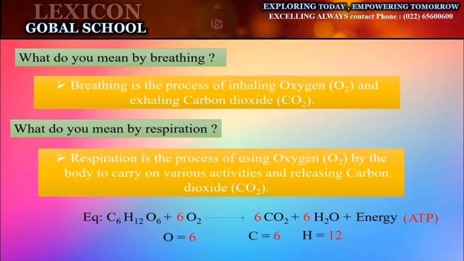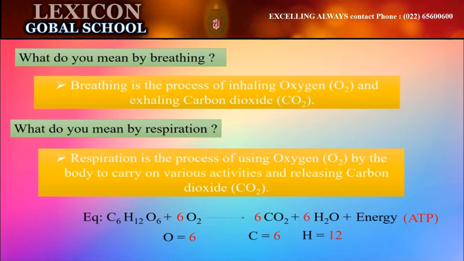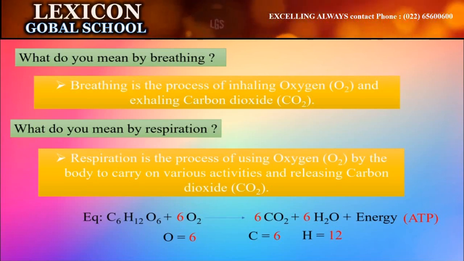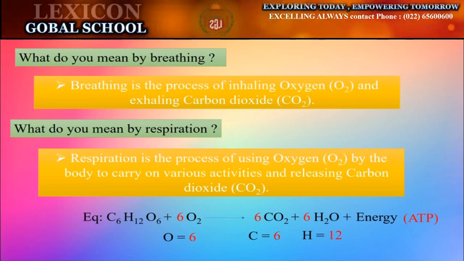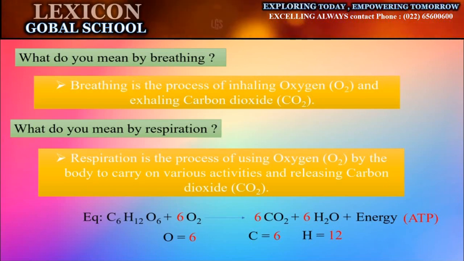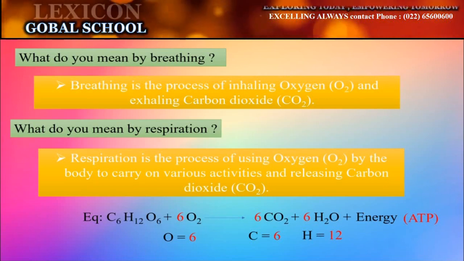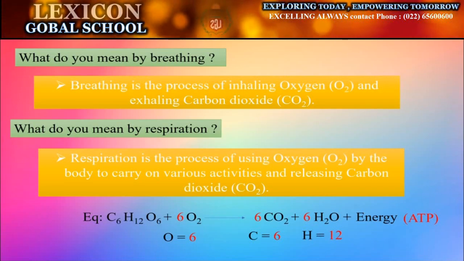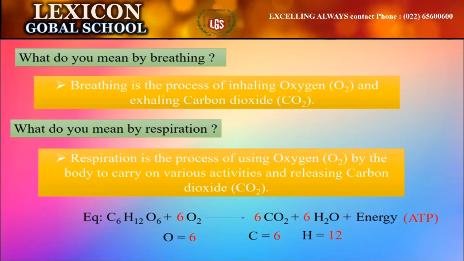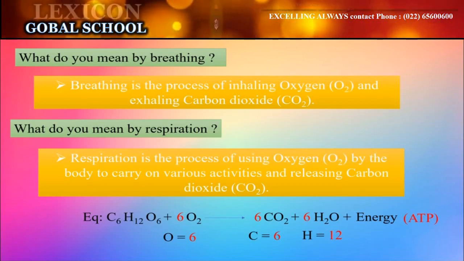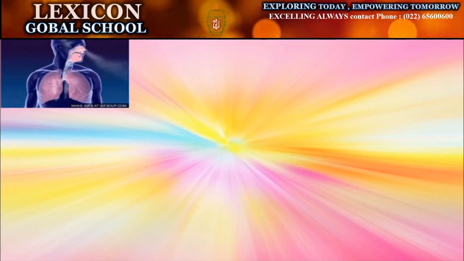When this particular equation has been carried out, that means balancing of the LHS and RHS, that means products and reactants, a lot of energy is released. And this energy that has been released is called ATP. ATP molecules are stored in your mitochondria, which you all know. What is mitochondria? Mitochondria is also called the powerhouse of the cell. So when mitochondria stores energy, whenever your body requires energy, mitochondria supplies this energy to your body.